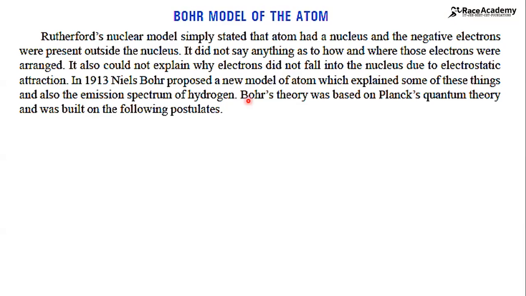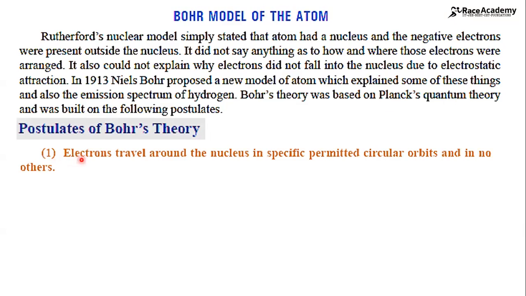Bohr's theory was based on Planck's quantum theory and was built on the following postulates. The postulates of Bohr's theory: the most important first postulate is that electrons travel around the nucleus in specific permitted circular orbits and in no others. That means other than these orbits, electrons won't revolve.